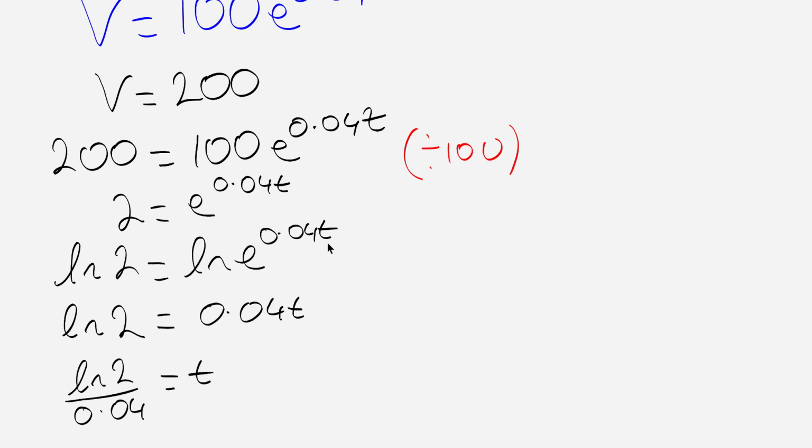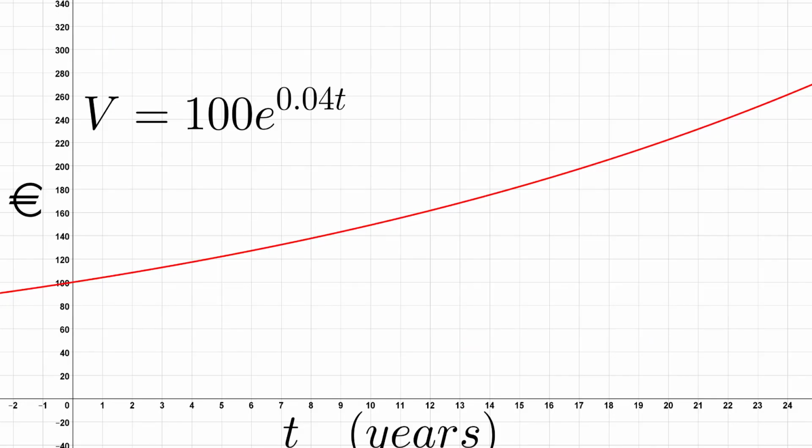And if we type that into our calculator, we will get t is equal to 17.33 to 2 decimal places. And remember, that was in years. So after 17.33 years, the value of the investment will be worth 200 euros. So on the graph, how long will it take the investment to double? It will take approximately 17.33 years.